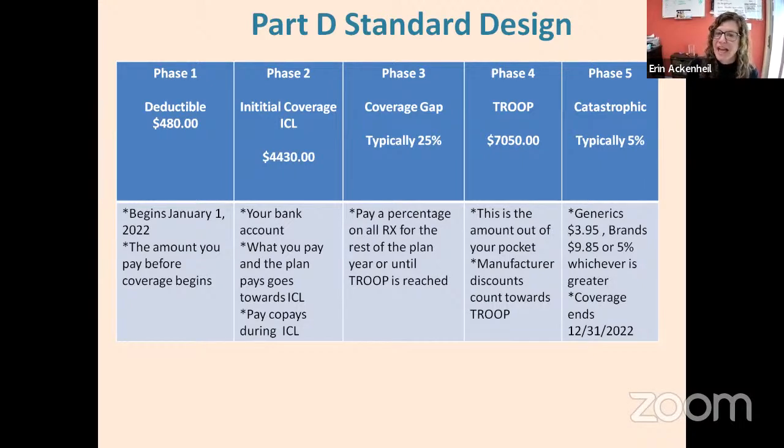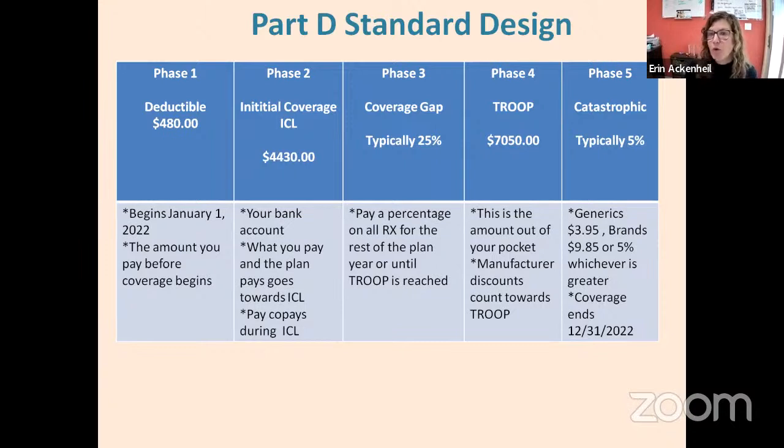So you want to be able to educate your clients that this could happen. If your client goes into the coverage gap, typically the cost of their prescriptions is going to go up. In most cases, that's a 25% coinsurance. The majority of plans aren't going to pay for brand name medications in the gap.